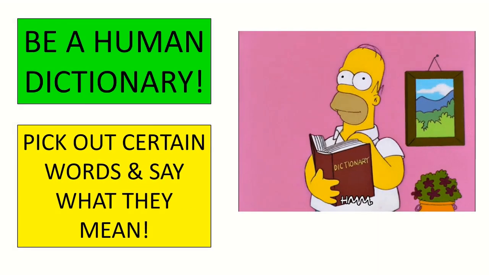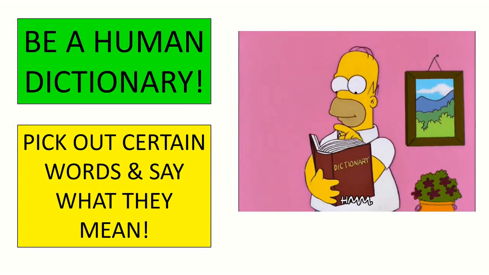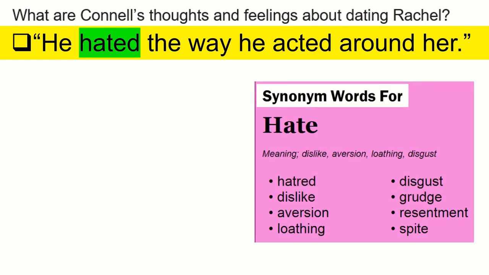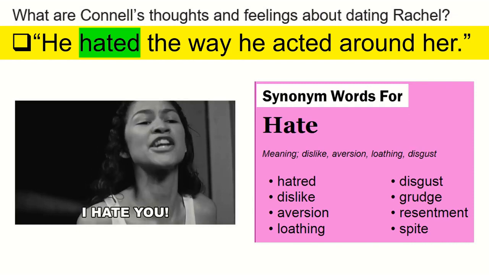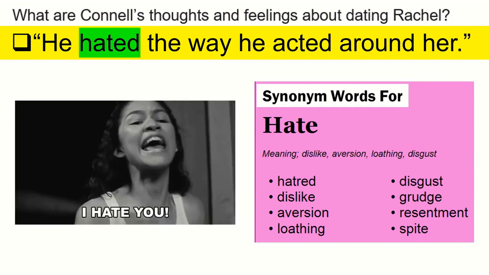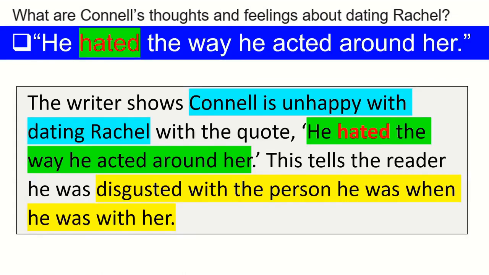So again, if we're going to be that human dictionary like we've talked about, picking out a word and saying what it means, let's go with a simple one. So, he hated the way he acted around her. How does that show me Connell's thoughts and feelings? Well, if I looked up synonyms, or looked in the dictionary, what other words could I use for hate? I've got dislike, loathing, disgust, grudge, resentment, spite. So basically that's how Connell feels about himself for dating Rachel. So all I'm going to do is put those words into my answer. So I've got, the writer shows Connell was unhappy with dating Rachel with the quote, he hated the way he acted around her. This tells the reader he was disgusted with the person he was when he was with her.